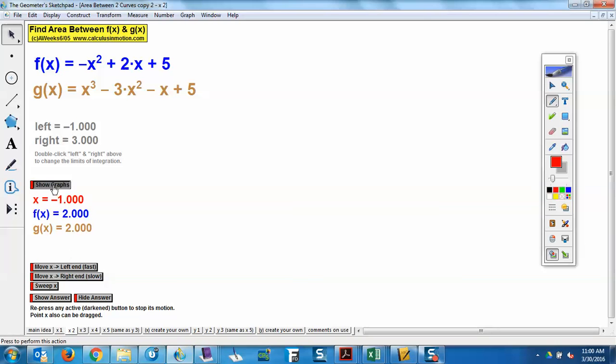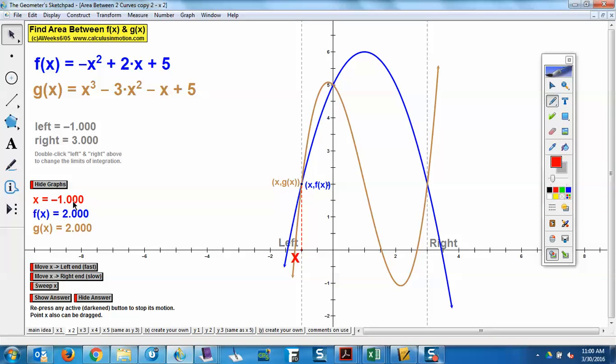Let's see what this one looks like. Oh my goodness. From negative 1 to 3. This is what Jamie was talking about. It changes, doesn't it? So here the brown graph's on top. Then the blue graph's on top. And then later on over here, no, I guess at the edge, the blue graph's on top.